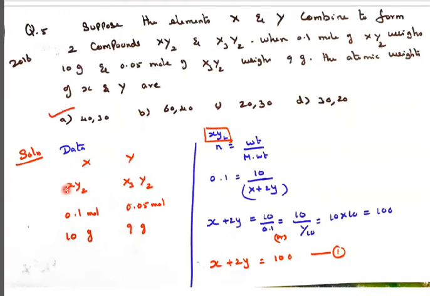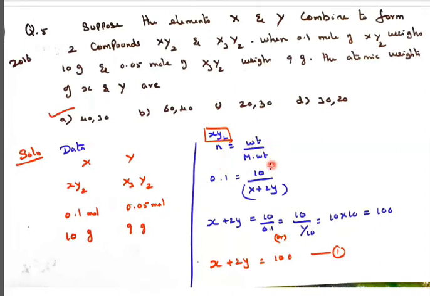They have given the formulas XY2 and X3Y2. For XY2, the number of moles is 0.1 and the weight is 10 grams. For X3Y2, the number of moles is 0.05 and the weight is 9 grams. So what they have given: for XY2, mole is 0.1, weight is 10 grams. For X3Y2, mole is 0.05 and weight is 9 grams.